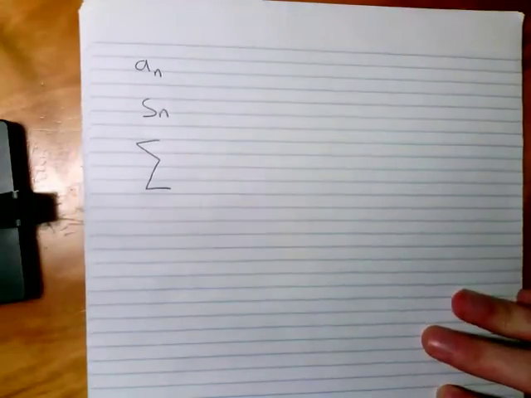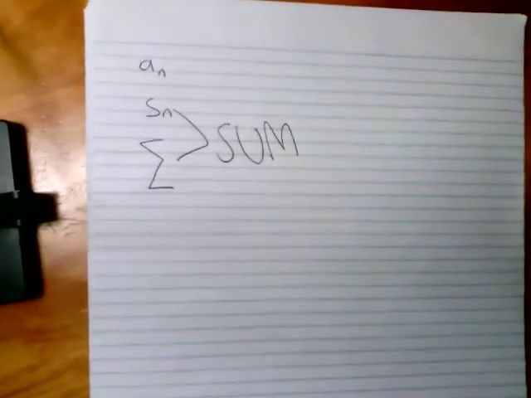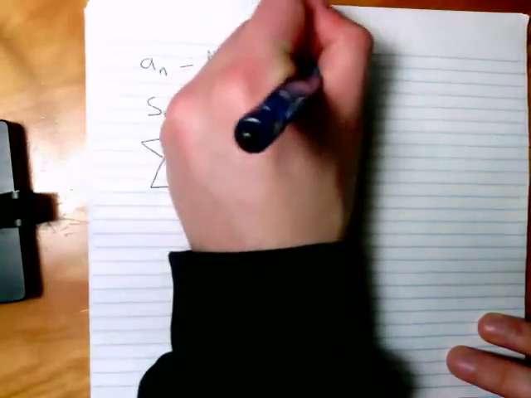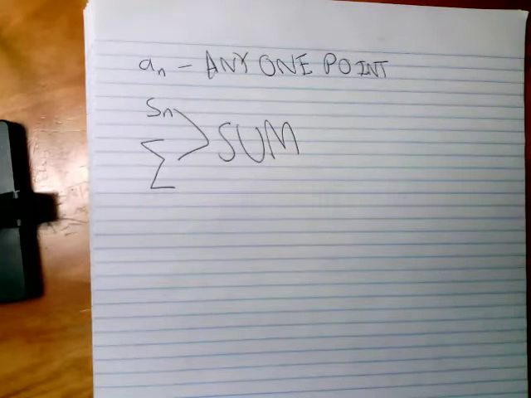So there's three different notations that you use when dealing with series. There's a of n, S of n, and the sigma. Now, these two mean the exact same thing. They mean the sum of the series, but this means any one point. As we move forward, you'll notice that series and sums are different, and series are closer to functions, and sums are just a completely new thing.